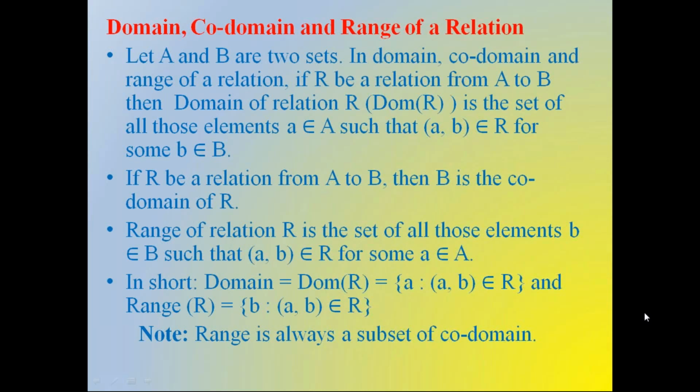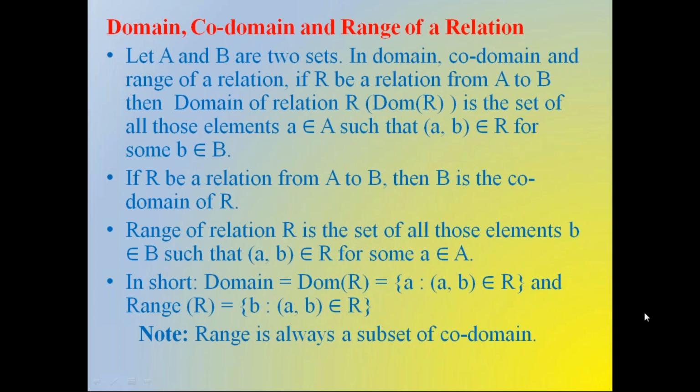B, then B is the codomain of R. The range of the relation R is the set of all those elements b belonging to capital B such that the ordered pair (a, b) belongs to capital R for some a belonging to A. In short, the domain of R is the set of all the first elements of the ordered pairs, and the range is the set of the second elements of the ordered pairs. So the range is always a subset of the codomain.